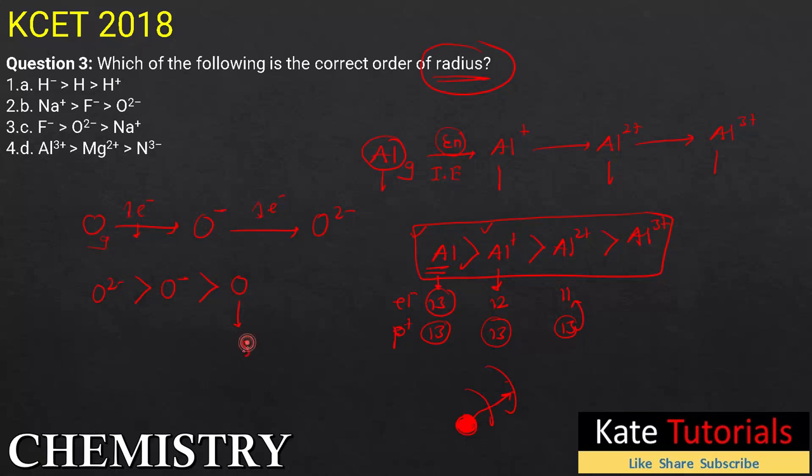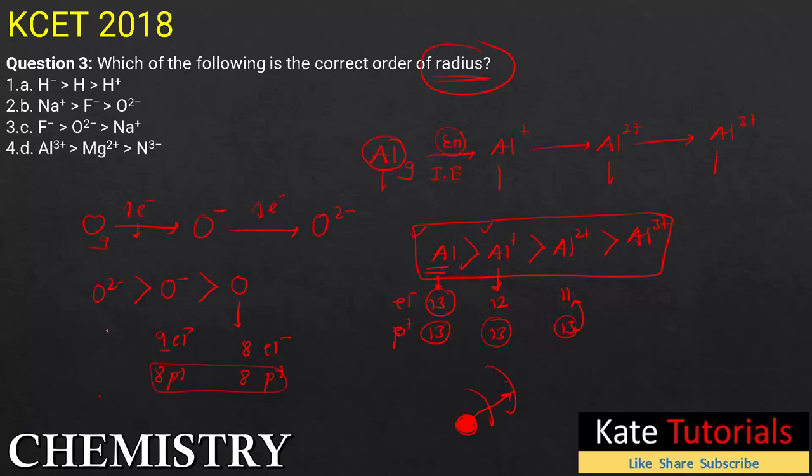It means 8 electrons and 8 protons. O minus means I am adding one electron, so it becomes 9 electrons and 8 protons. Since electrons are added in the same orbit, because of repulsion the size increases. So the size of O minus will be greater than the size of O. Why is that so? Because of electron repulsion, but the number of protons remains the same.